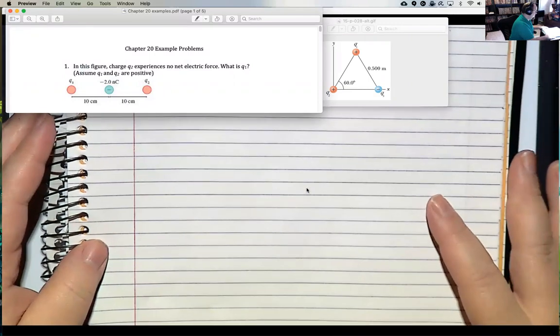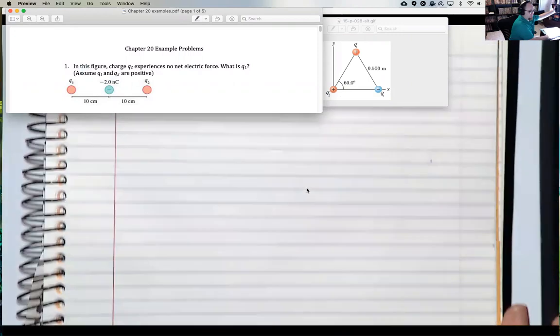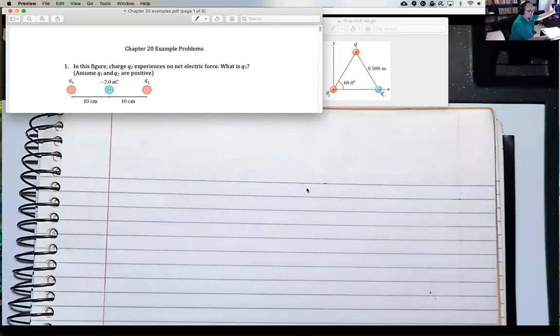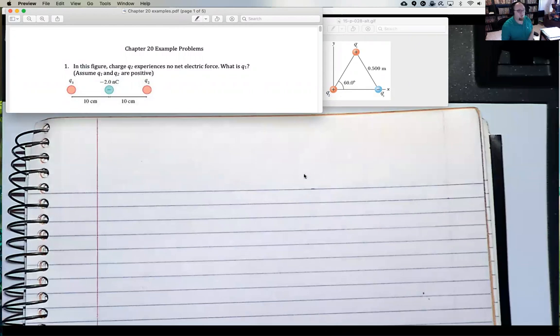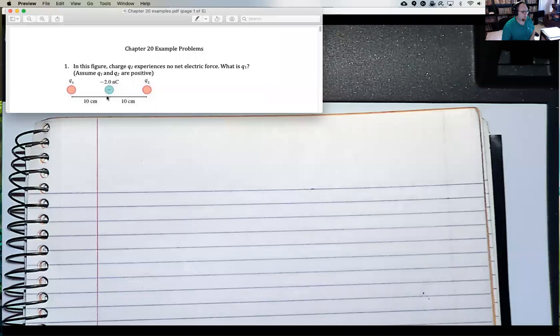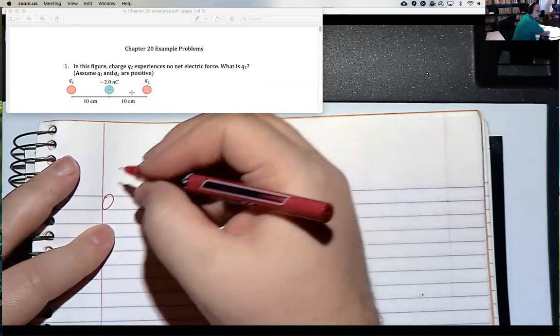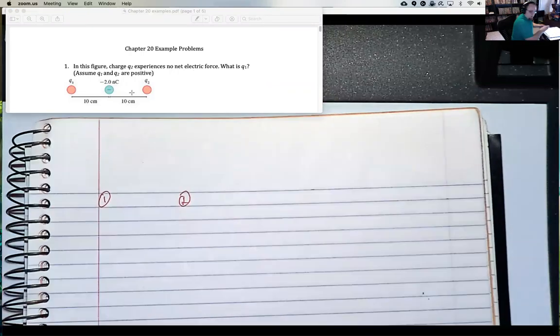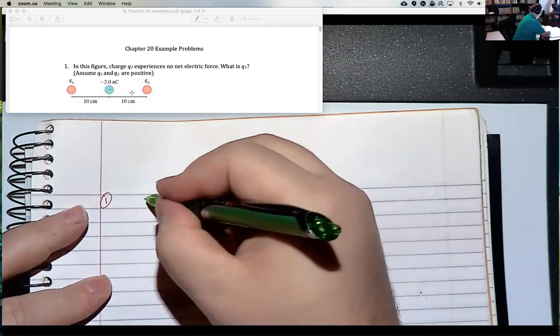If you want to find the force, what I'm going to do is start with figuring out the directions. So it says no electric force. Okay, Q2 has no force, so we want the force on Q2. This is 1, this is 2, and I'm going to call the middle one 3.